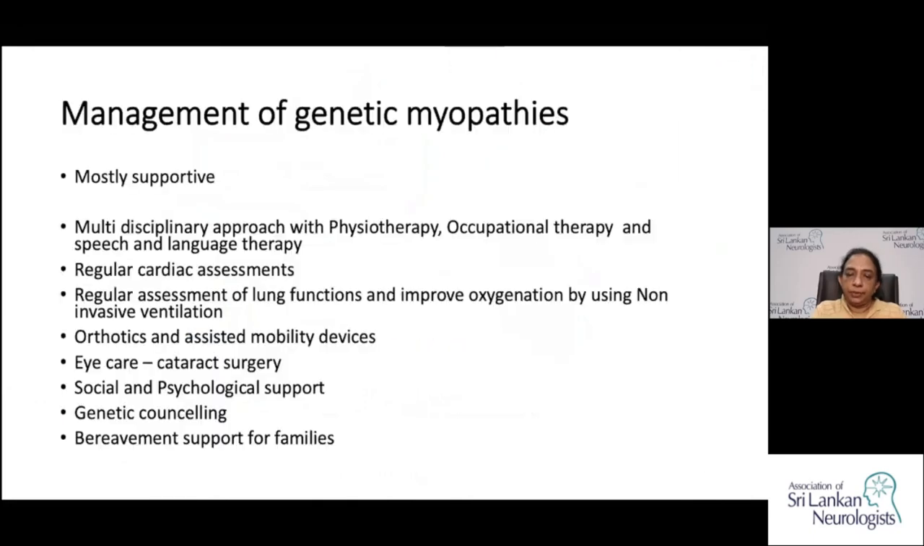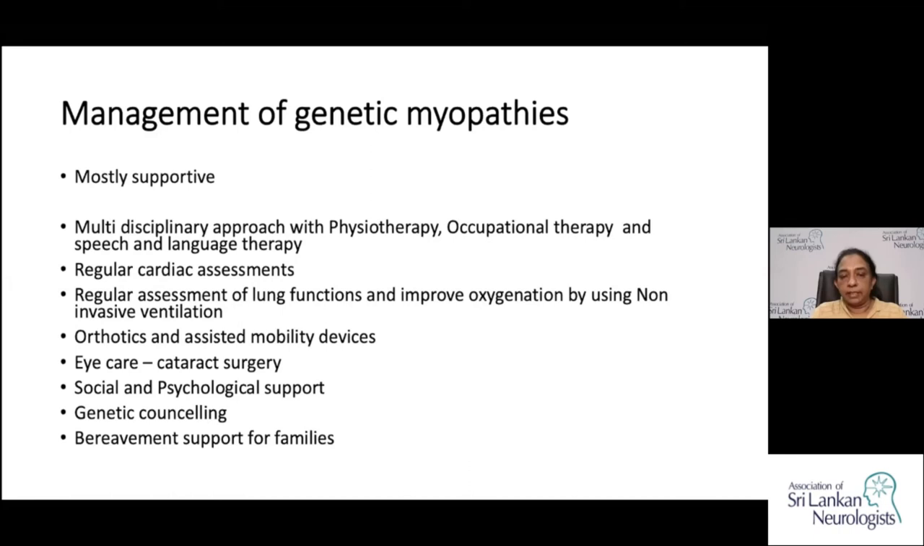Okay, moving on to the management. It's mostly supportive, I would say, because most of the therapies that have been identified, although they have shown some promising results, have not entirely been successful. So it's mainly a multidisciplinary approach with physiotherapy, occupational therapy, and speech and language therapy. And of course, you need regular cardiac assessments, as the heart can be involved in most of these myopathies. And regular assessment of lung functions. And also there are ways and means where you can improve the oxygenation by using non-invasive ventilation, like BiPAP at night. These things have improved the life expectancy of these patients who are affected with these myopathies.